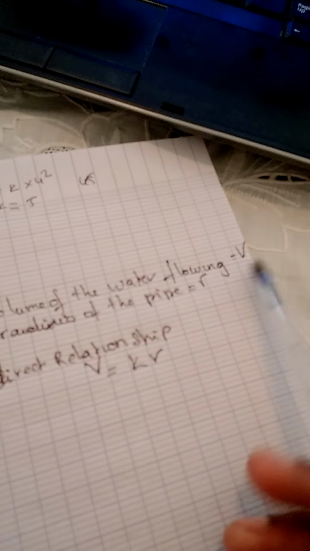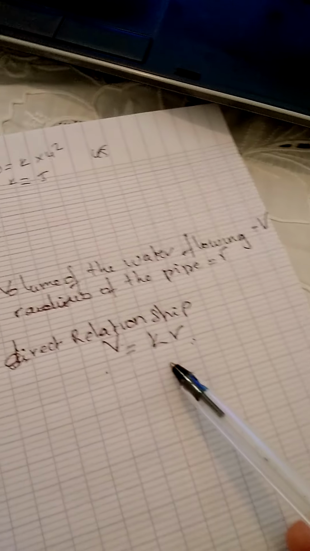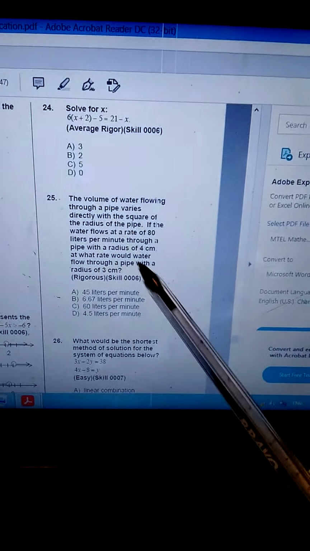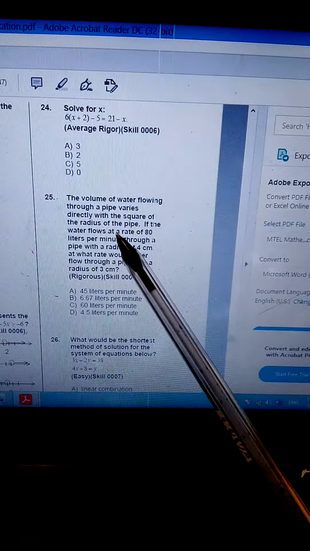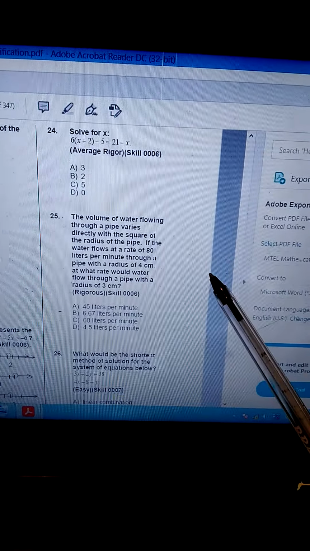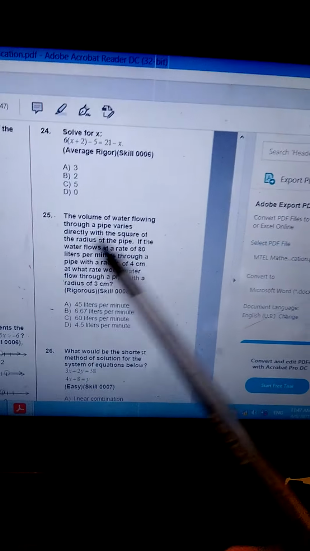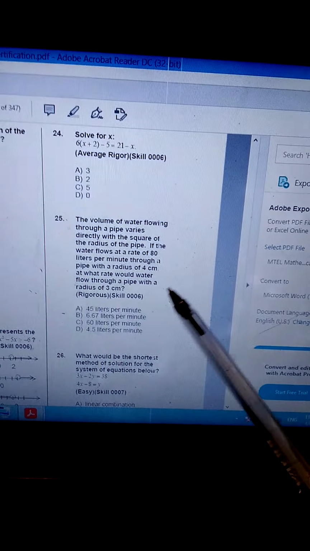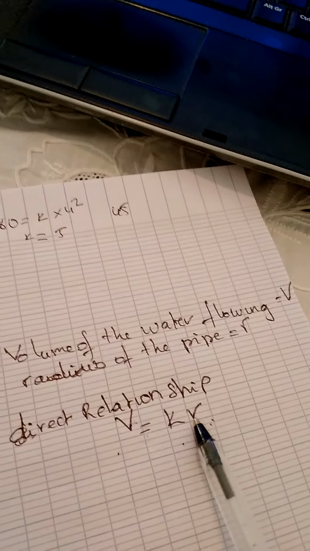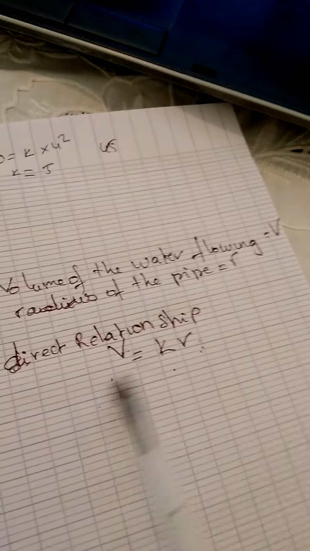So basically, how do you know which variable goes on which side? By reading the question, I will identify which one depends on which one. So to know the volume of the water flowing, I need to know the radius of the pipe. If I don't know the radius, I will not be able to know the volume. So the volume depends on the radius of the pipe. That is why it is this way. So the dependent variable is on this side and the independent variable is on the other side. So I hope you understood that.